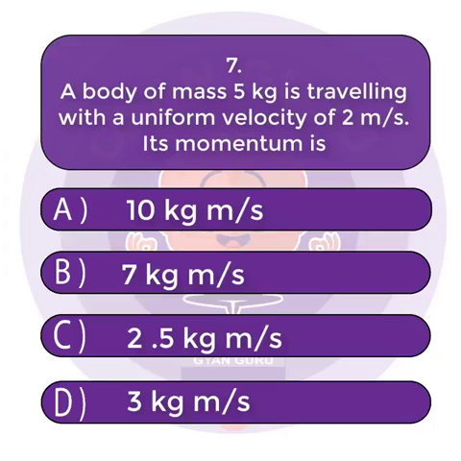Question 7. A body of mass 5 kilograms is traveling with a uniform velocity of 2 m/s. Its momentum is: A. 10 kg m/s. B. 7 kg m/s. C. 2.5 kg m/s. D. 3 kg m/s.